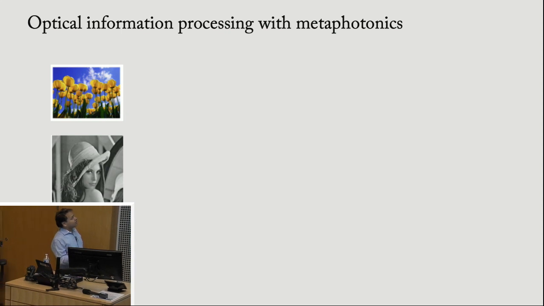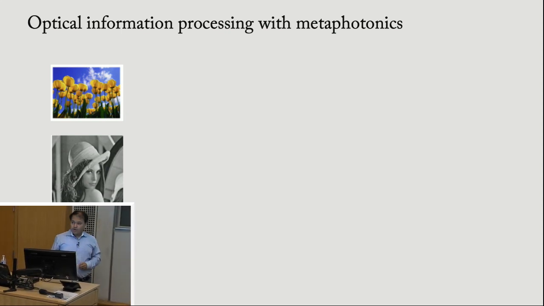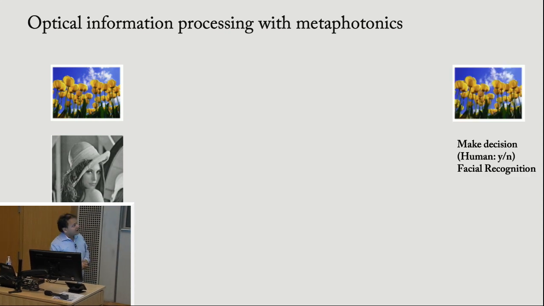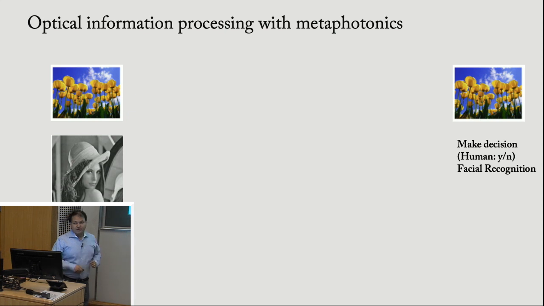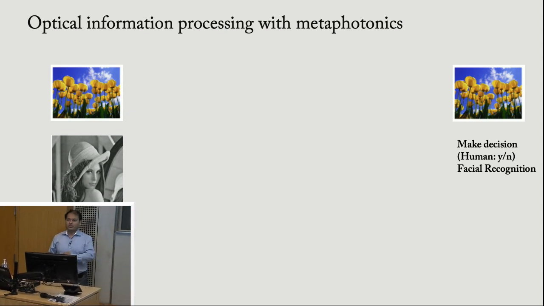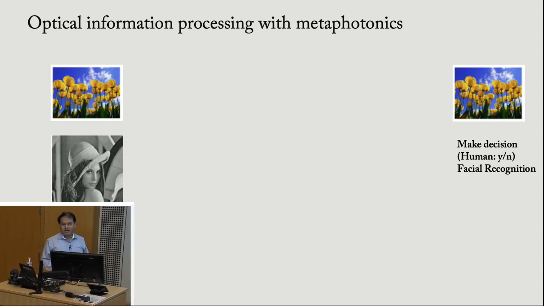Let's say this is your object. It can be a landscape or it can be a face. And what you want from your sensor is either an exactly faithful reproduction of the scene, or you want to make a decision. Is it a human? Yes or no? You just want to make a decision.